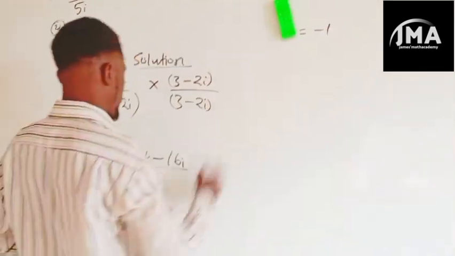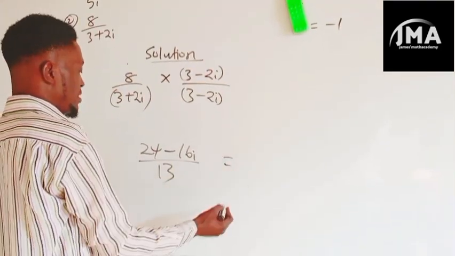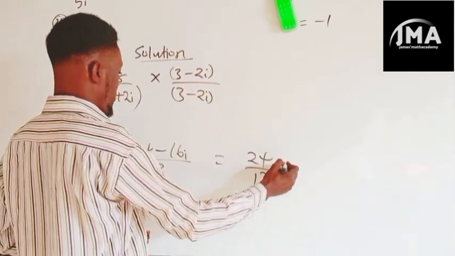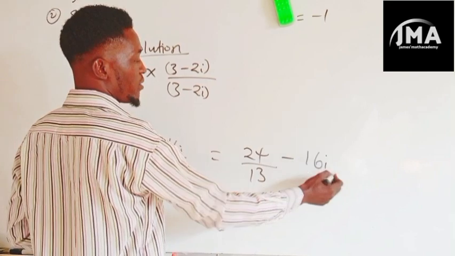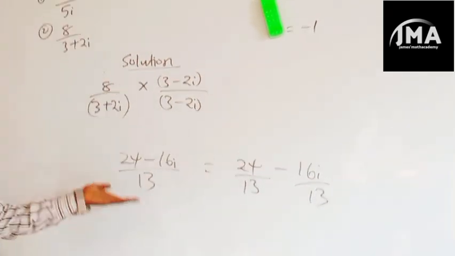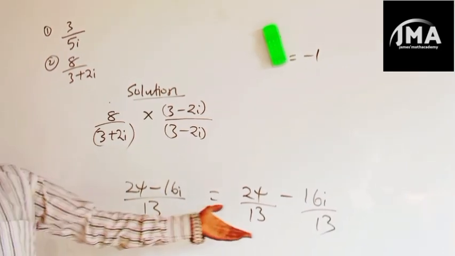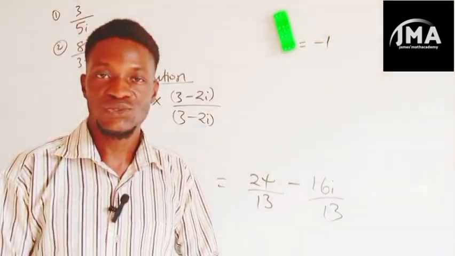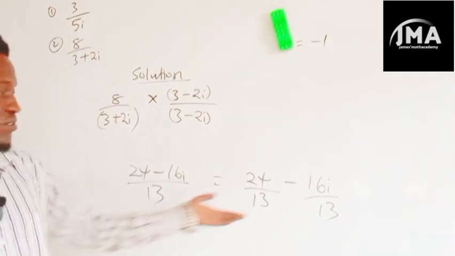Let me clean this side. Simplify it further because it's also the same thing. I'm writing 24 over 13 minus 16i over 13. So you can leave it like this, either you leave it like this or you leave it like this. Okay, so whichever one suits you, you do it.